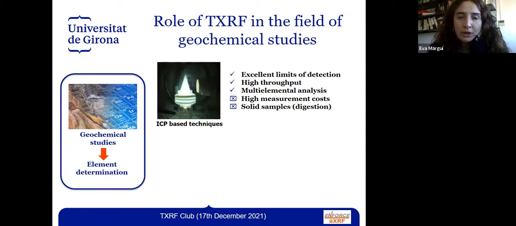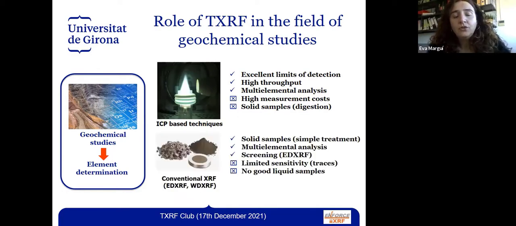One of the most commonly used techniques for such purpose are ICP-based techniques because, as you already know, they have excellent limits of detection. And also they can give us multi-elemental analysis. However, the main drawback regarding geochemical samples is that the solid samples are sometimes difficult to digest. So this is one of the main limitations of these techniques.